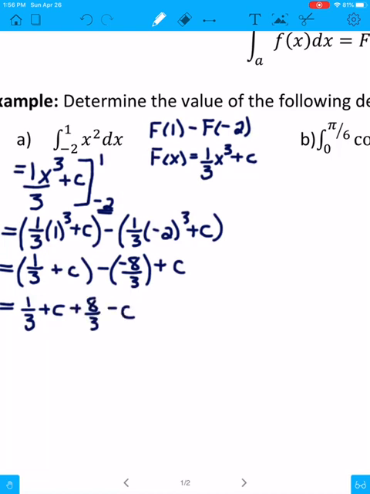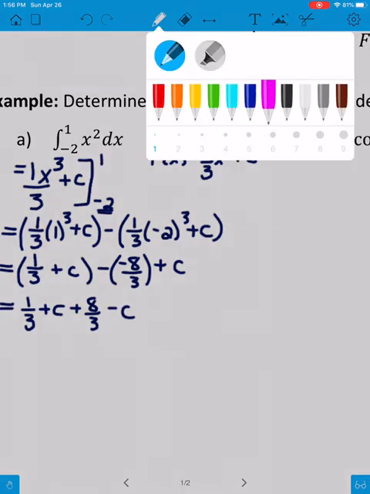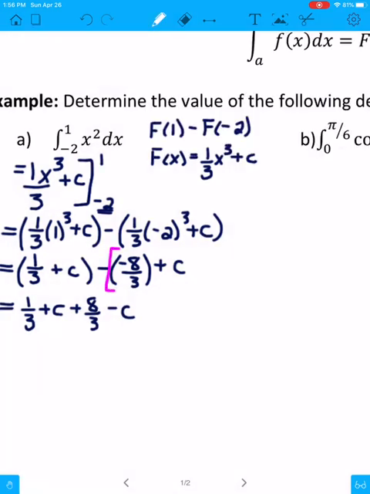minus c. Because I have to remember to keep the square bracket if I haven't applied the negative sign through, because I need to distribute that negative in to the minus c, which is perfect because now the plus c and the minus c cancel, so even though we don't know what they are, they just go away anyways. And 1/3 plus 8/3 is 9/3, which is 3. So technically up here we have this equals 3. So the area under the curve of x squared from negative 2 to 1 is an area of 3.